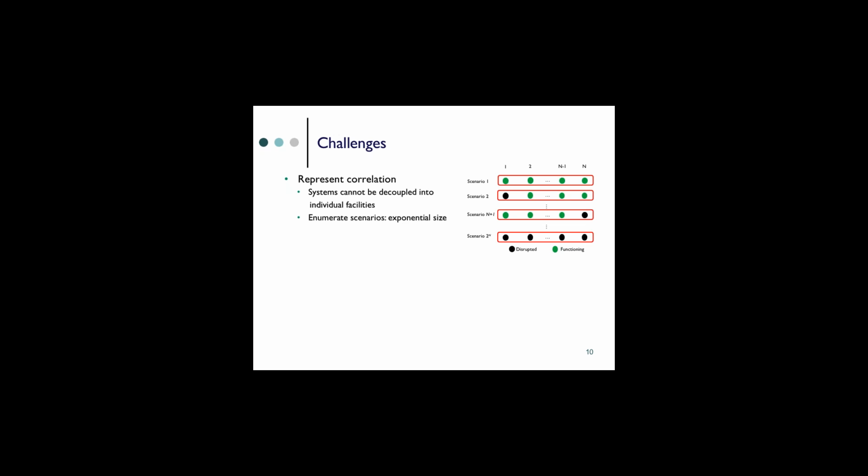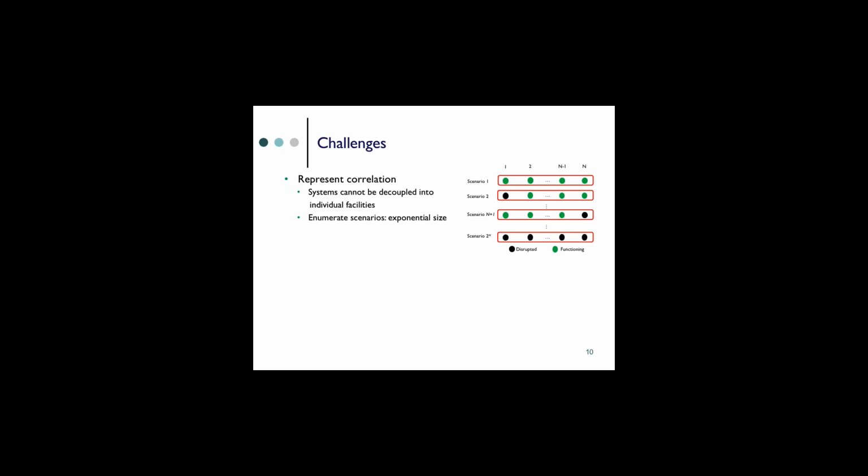Assume we have a system with n facilities. If these facilities are independent of each other, then what we can do is study the state of each facility, and we combine the state of all facilities to get the system state. But if the facilities are correlated with each other, we should consider all these scenarios.